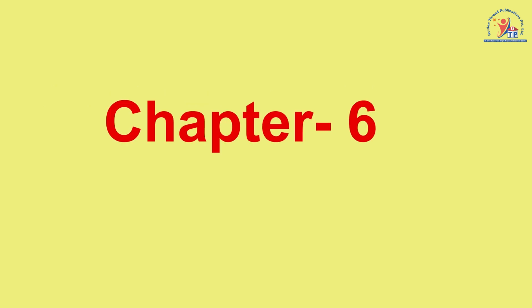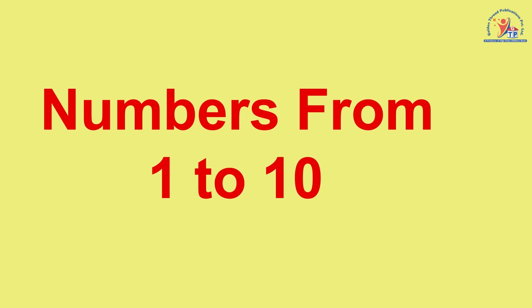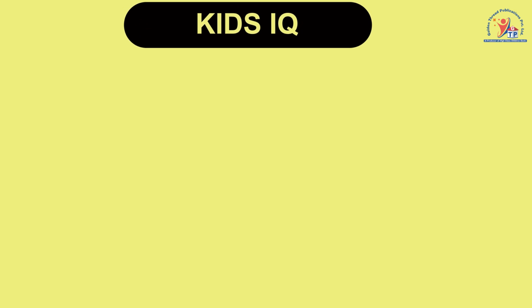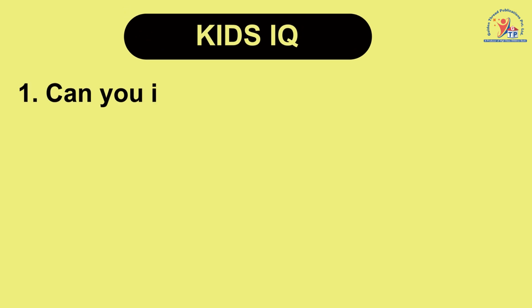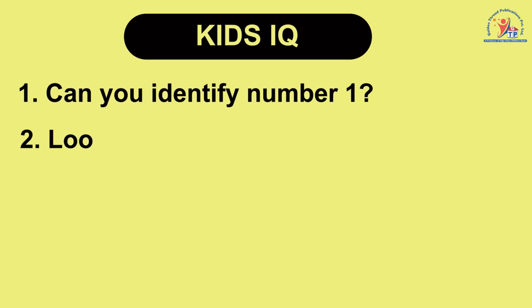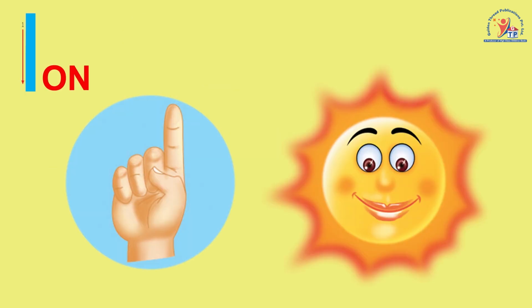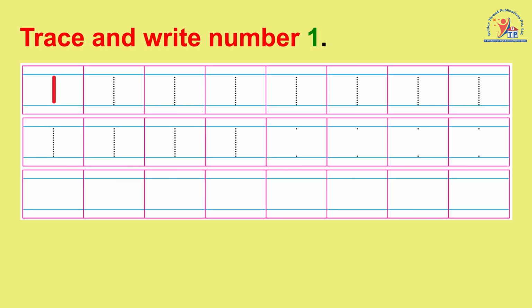Chapter 6. Numbers from 1 to 10. Trace and write the number 1. Kids IQ. 1. Can you identify number 1? 2. Look at the tracing box and write 1 in each box. 1 sun. Trace and write the number 1.